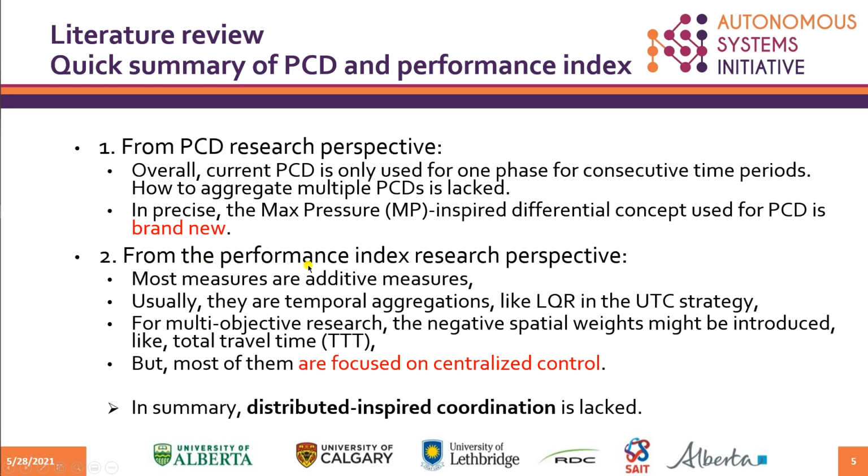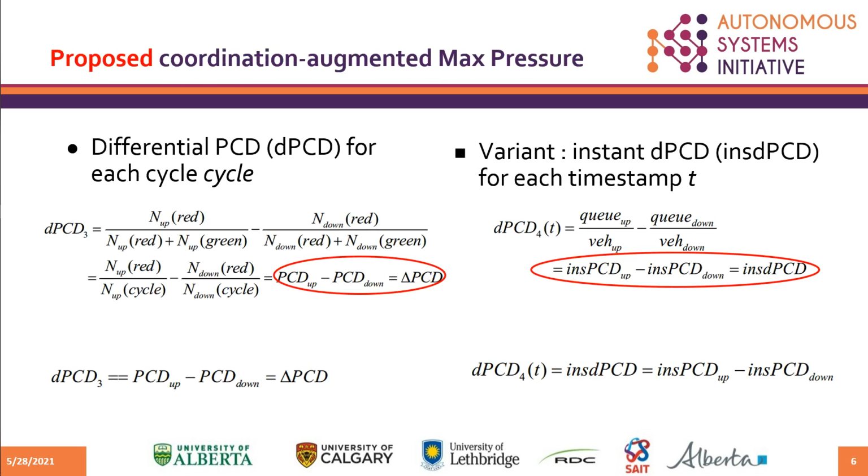From the performance index research perspective, most measures are active measures. Usually, there are temporal aggregations like the LQR in the UTC strategy. For multi-objective research, the elective spatial weights might be introduced like the total travel time, but most of them are focused on centralized control. In summary, distributed inspired coordination should be investigated.